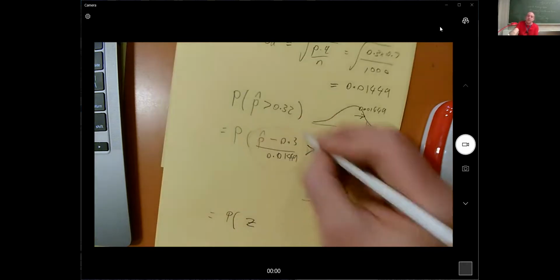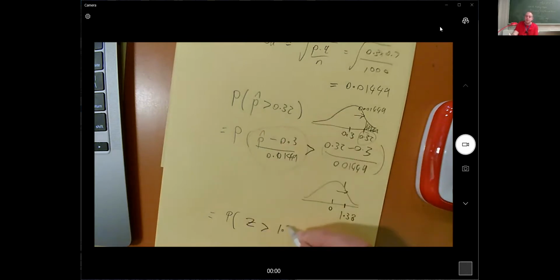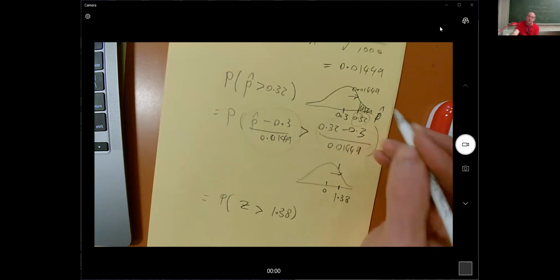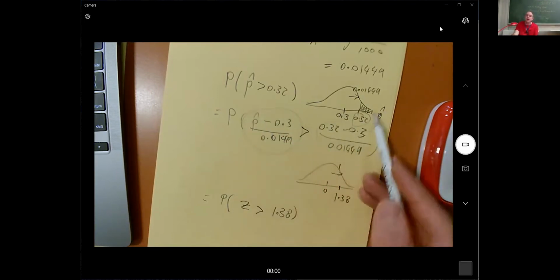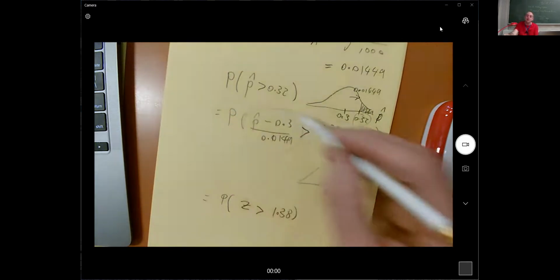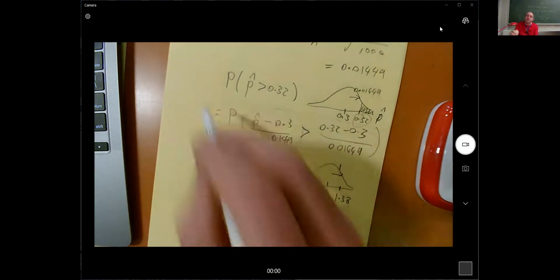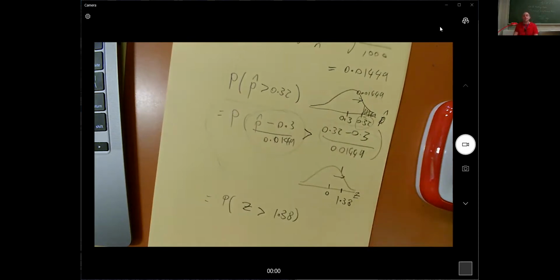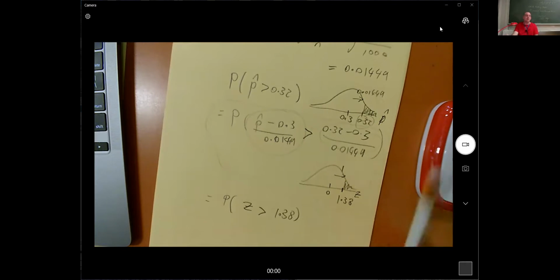So this thing is called a Z. How do you feel about what happens just here? This picture is what the options are for P hat and how likely they all are. And then I subtract the mean and divide by the standard deviation, and that produced a picture that is the options for what Z could be. And that I can look up in a table somewhere or ask Excel what that answer is.